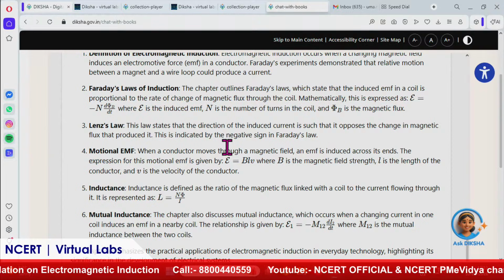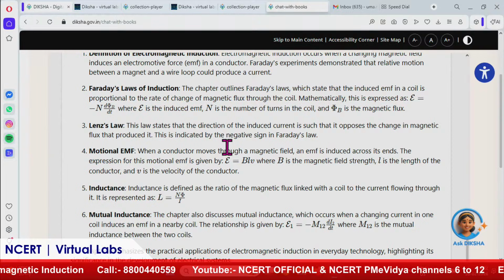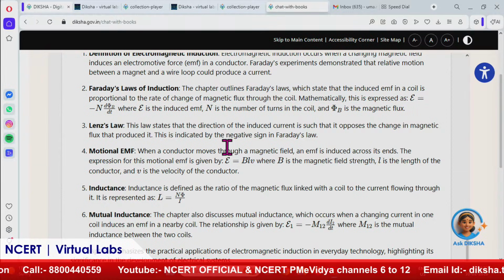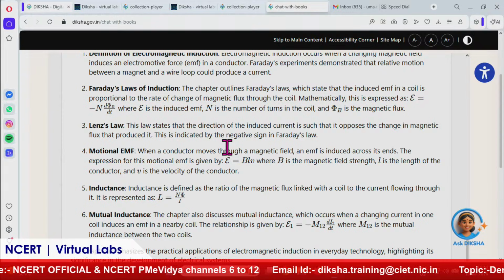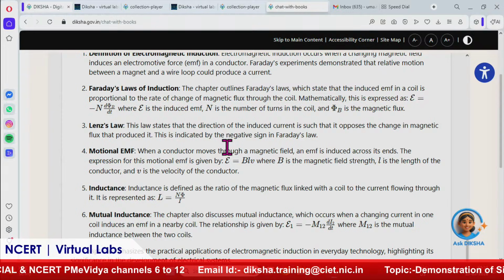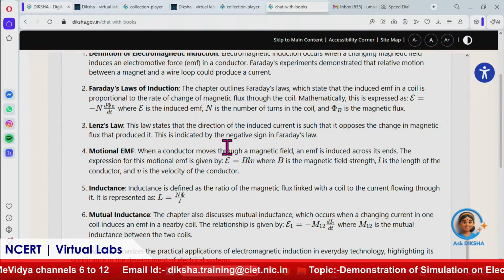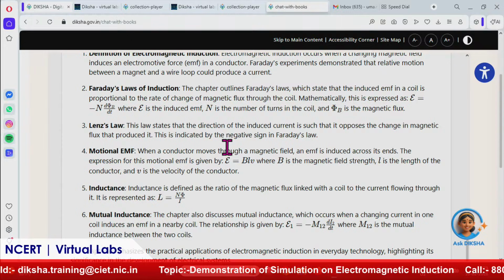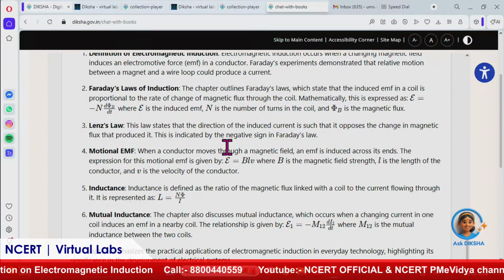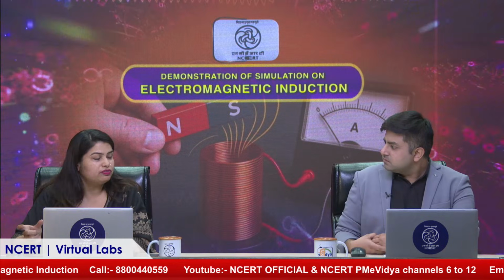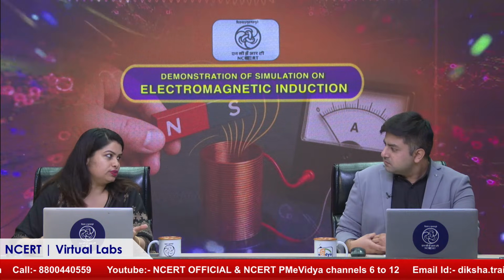Right now I have demonstrated the class 10th experiment, where they simply observe what will happen if there is a relative change in the motion of this bar magnet and the coil. So what exactly is happening, is the current producing or not, and what is the reason for that? The reason is the conservation of energy, because when you are doing this, at the expense of electric field or at the expense of magnetic field, current is producing.